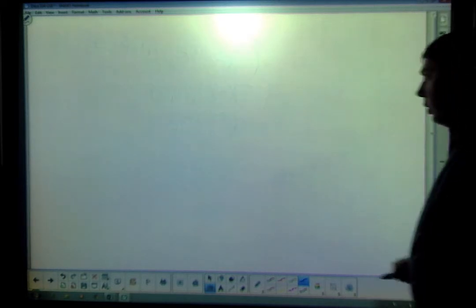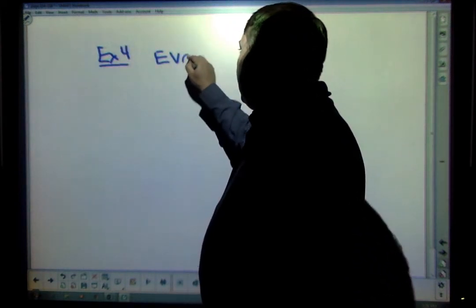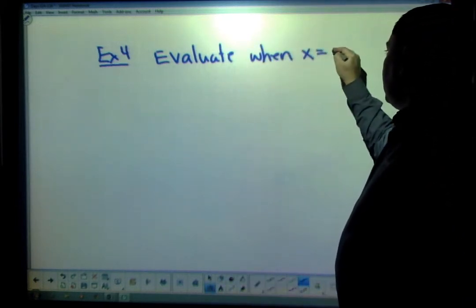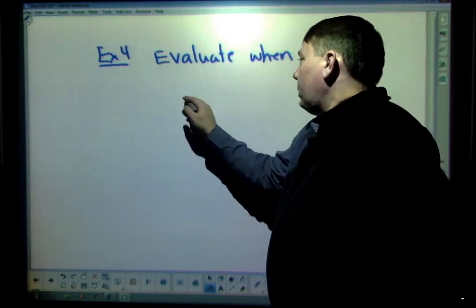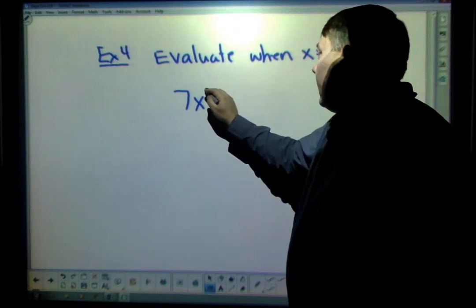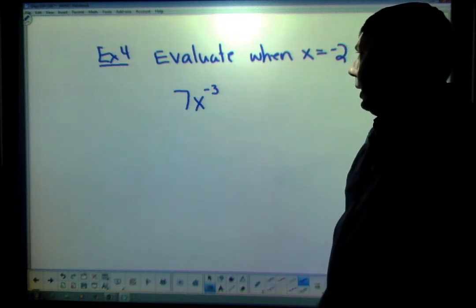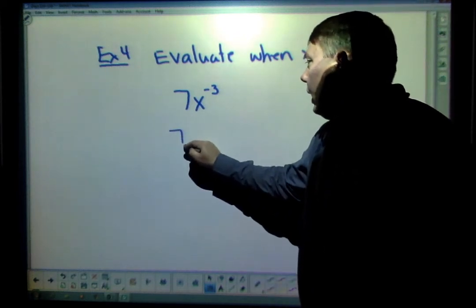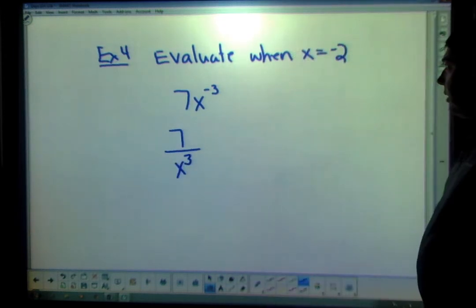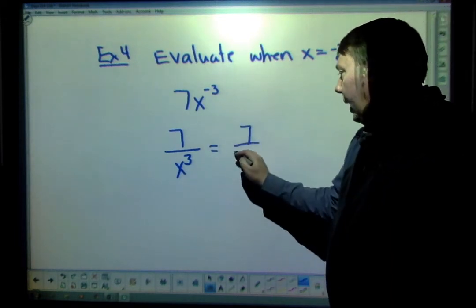Okay, and I want to do one where you have to evaluate. So example 4, the directions will be just a little bit different. It's going to be evaluate when x equals negative 2. So maybe we have 7x to the negative 3. Okay, so 7 is being multiplied by x to the negative 3rd. So I can go ahead and simplify this first and move the x to the denominator, so 7 over x to the 3rd. x is negative 2, so I want to use substitution and replace the x with a negative 2.